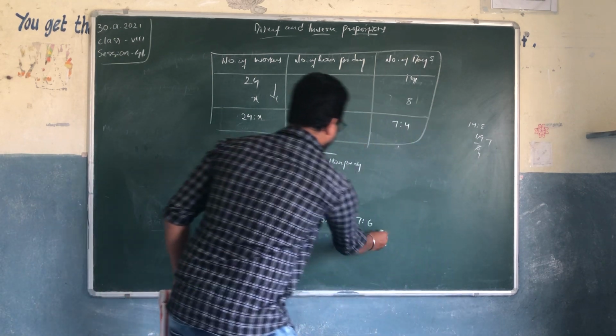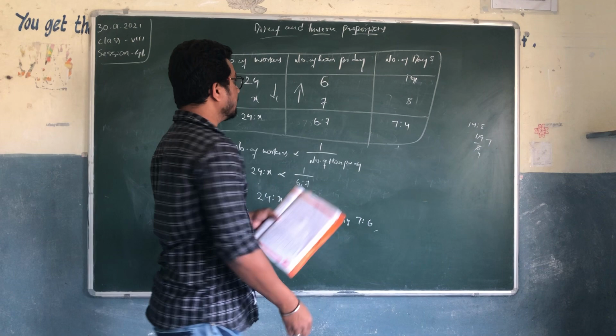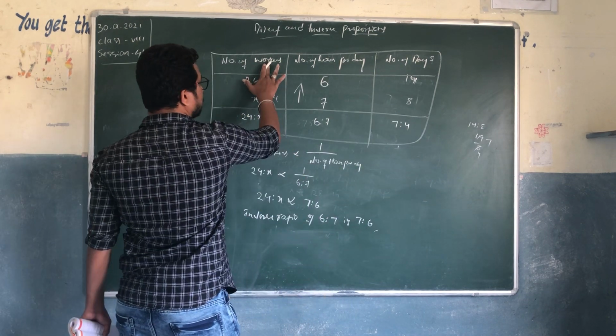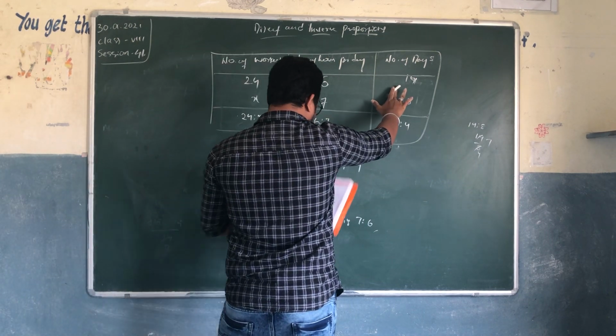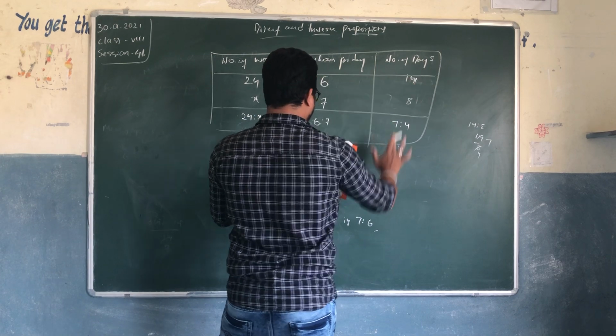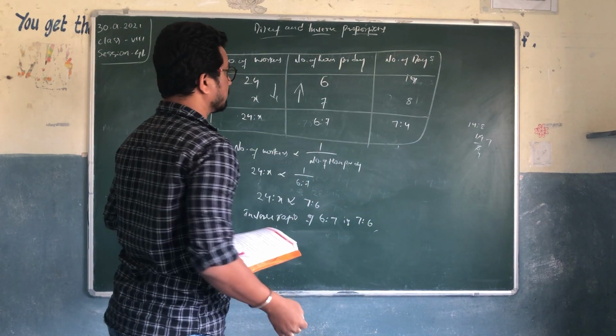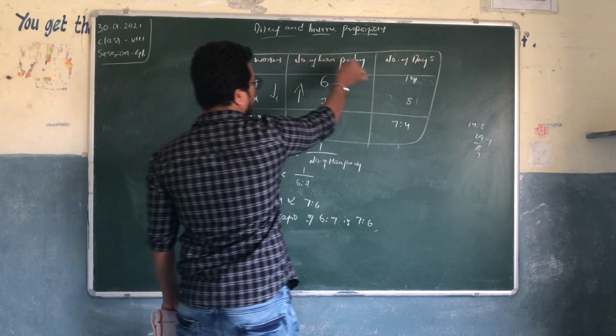Okay, we can end up here. So now let us see the other one. Number of workers is similar here also, inversely proportional to number of days. Here also number of workers is inversely proportional to number of days.